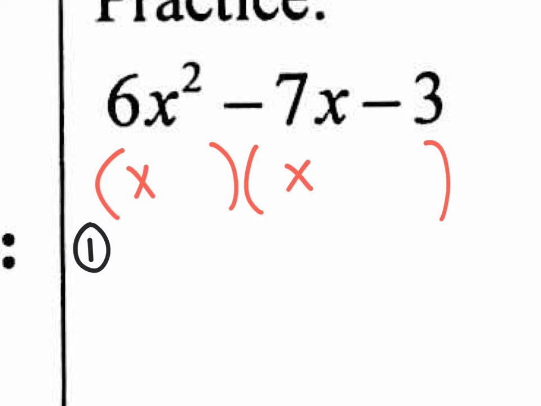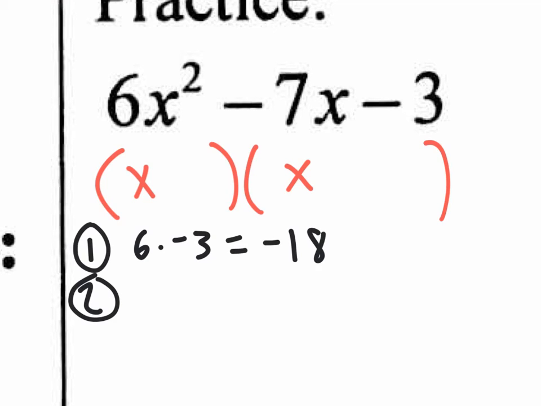Step 1 is to multiply a times c. 6 times -3, that's -18. Step 2 is to think of multiples of -18 that combine together to give you the middle value, -7. So that would be a -9 times +2. That gives you a -18, and if you add it together, it really does give you a -7.